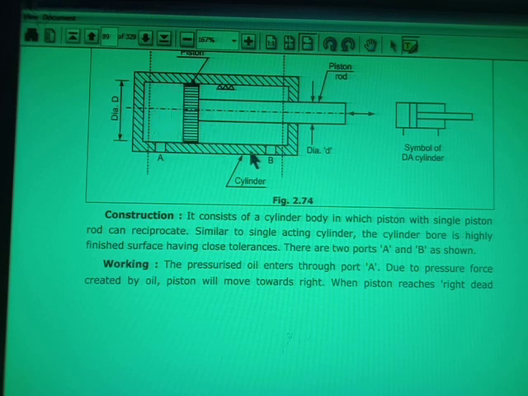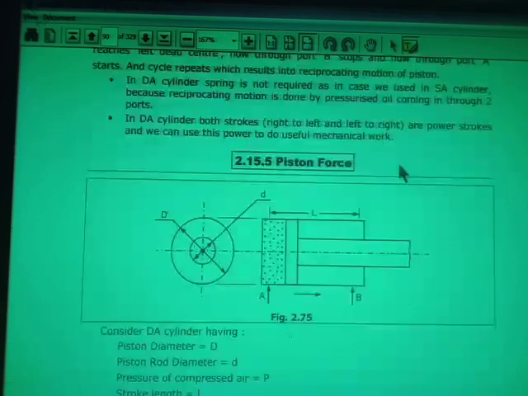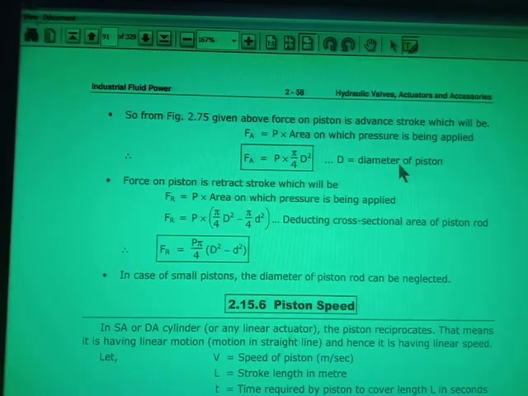But how much force will be required to return the piston? Returning the piston means the oil will go from this port and push the piston in the backward direction. So how much force will be required? You can see here, this much area of the piston rod will be subtracted. The pressure only acts on this portion and on this portion, because this is the rod, so here the pressure will not act. So this area will be subtracted. So for retraction of the piston, how much force will be required?